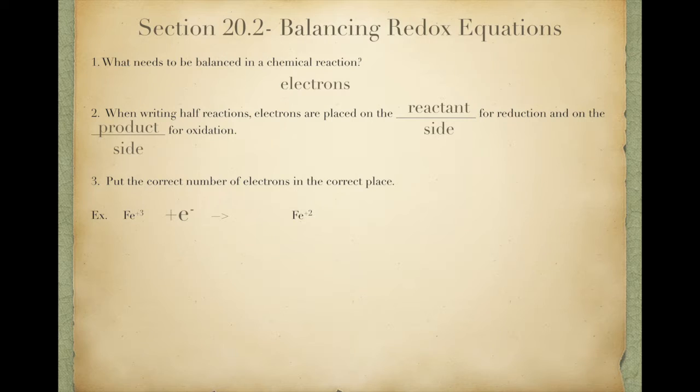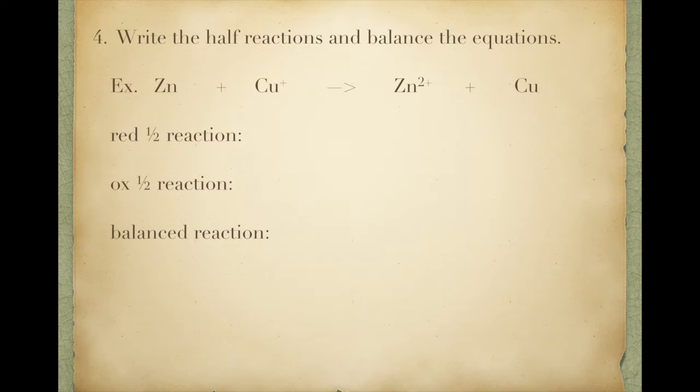What if each atom doesn't necessarily gain and lose the same amount? When we're balancing redox reactions, we have to make sure that the number of electrons that are gained equals the number of electrons that are lost, and this is how we do it. If you look at this redox reaction right here, zinc reacts with copper 1 ion to produce zinc ion and copper. So what is being reduced?